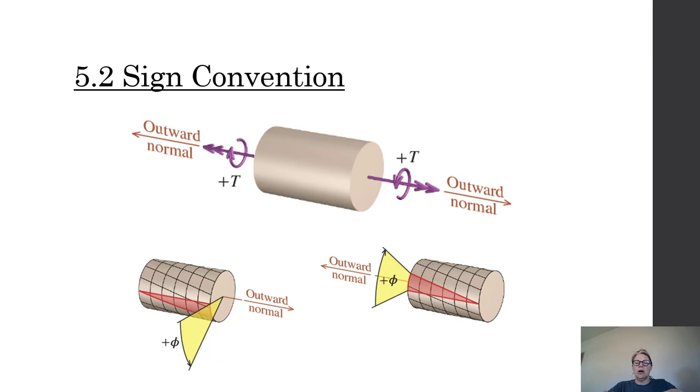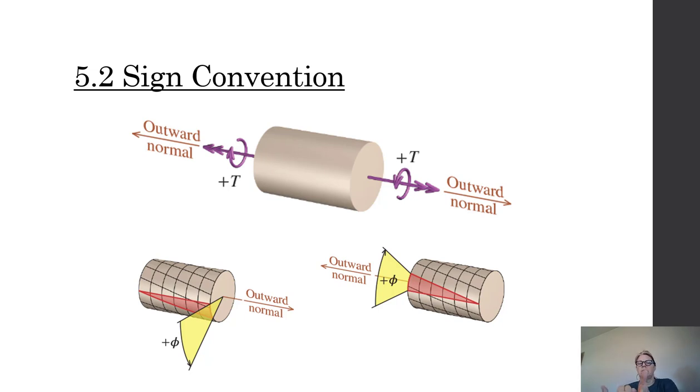Now, if you think about it, when I wring out a washcloth, that's negative torque because my thumbs are going in. I guess you could wring it this way too, but anyway, this would be negative torque.